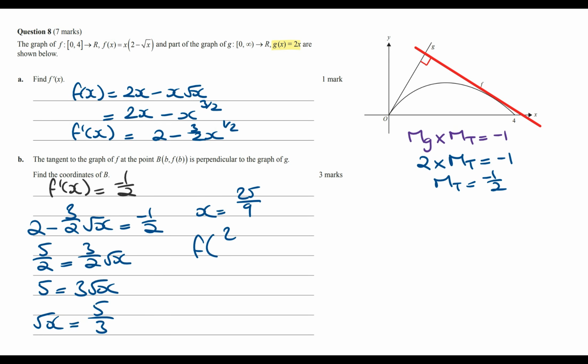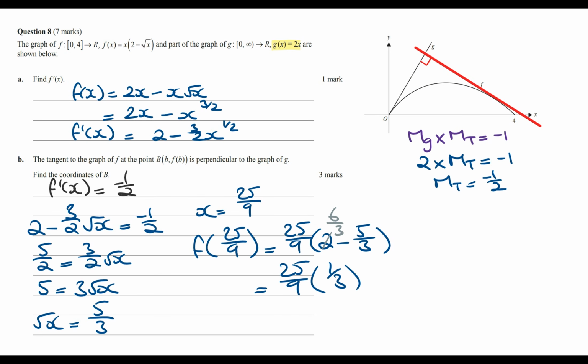And so f of 25 on 9 is going to be 25 on 9 times (2 minus the square root of 25 on 9, which is 5 on 3). We can change the 2 to 6 on 3, and so this is going to be 25 on 9 times 1 on 3, which is equal to 25 on 27. And so therefore, the coordinates of the point B is going to be 25 on 9 and 25 on 27.